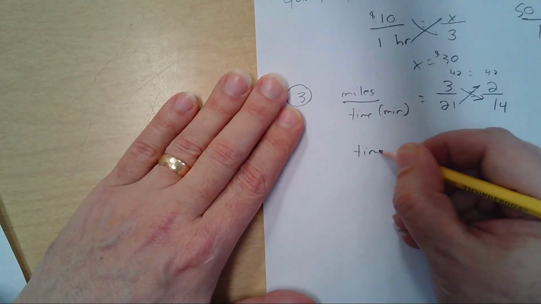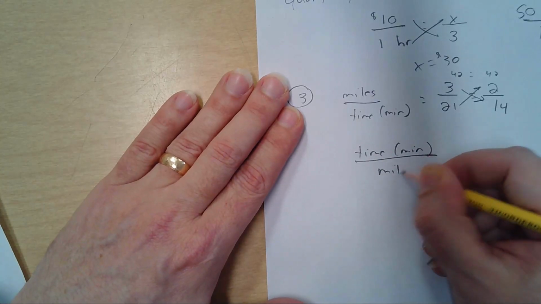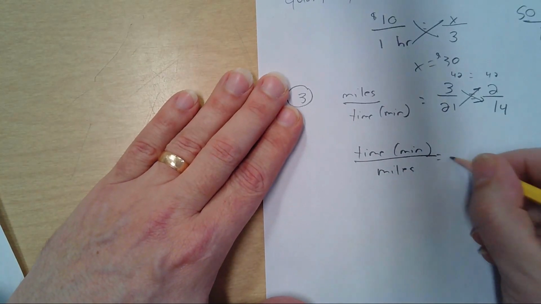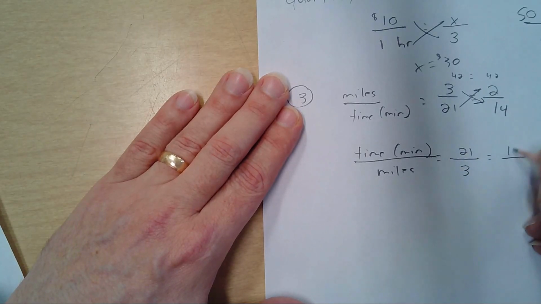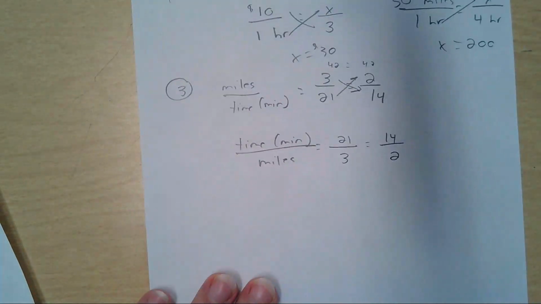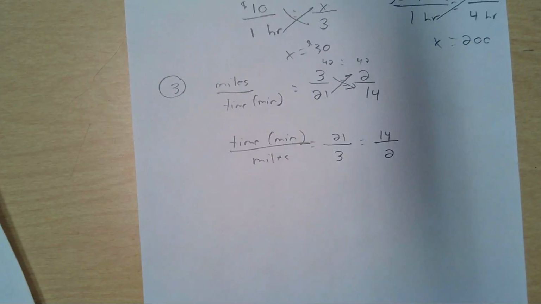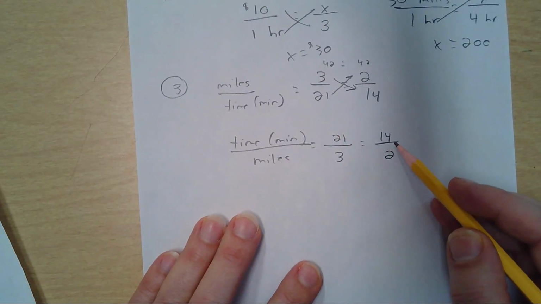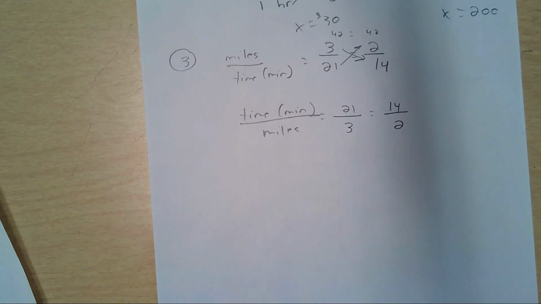I could certainly have done it this way, put the time on top, miles on bottom. But again, if I'm going that route here, 21 minutes for 3 miles. Notice how all the numbers flip, because if I'm dictating time's going to be on the top, then my time numbers better be on the top, and vice versa. So, easy enough.